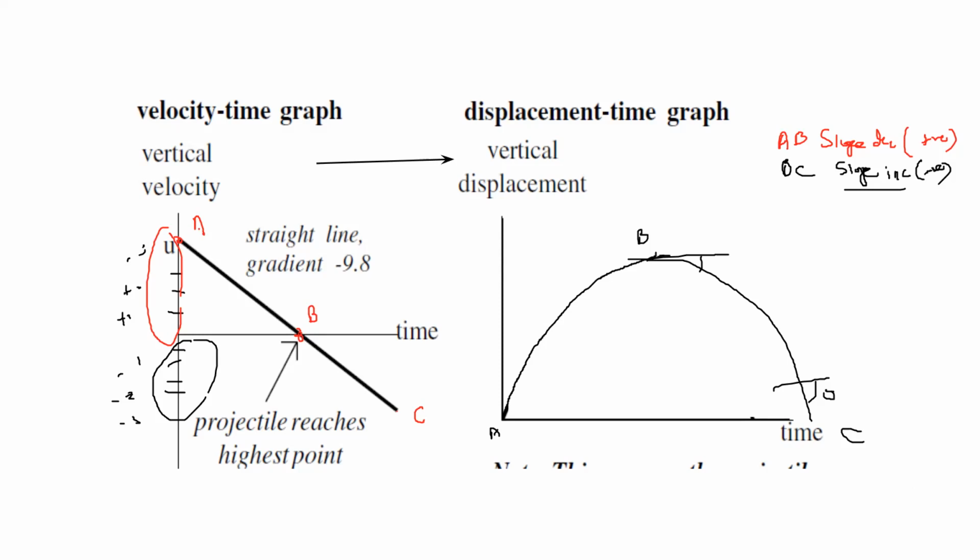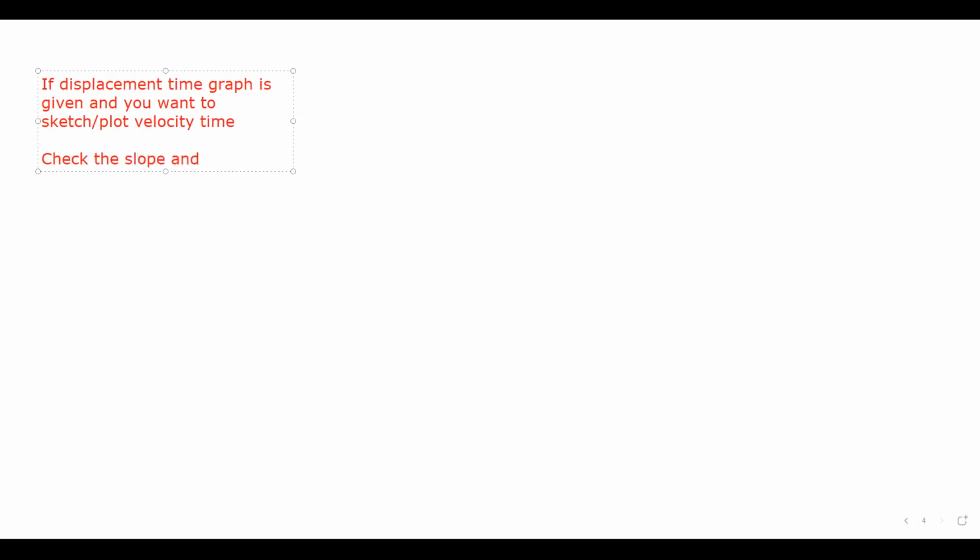So in short, what you will do, for example, if a displacement time graph is given and you want to plot a sketch or a plot of the velocity time graph, then you will check the slope and its values.